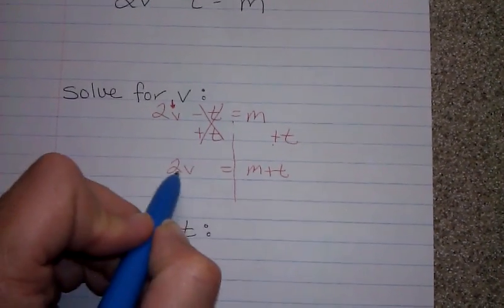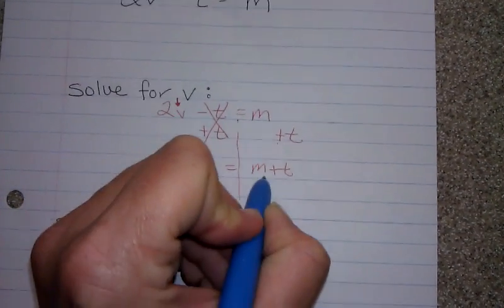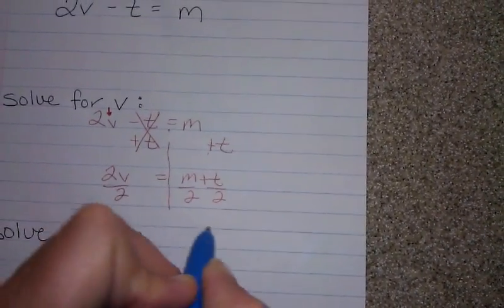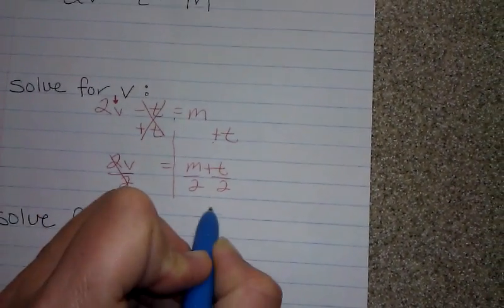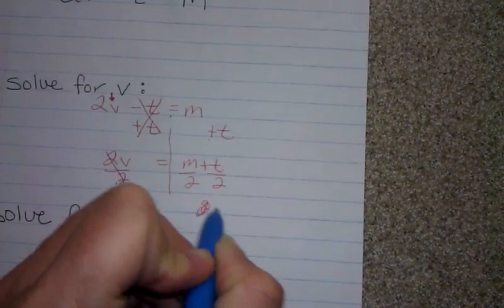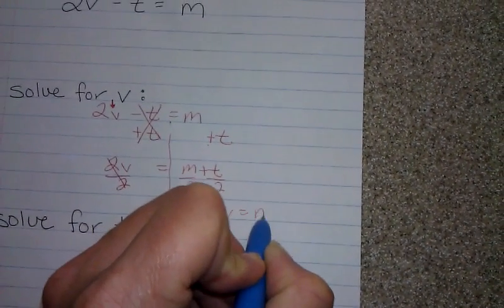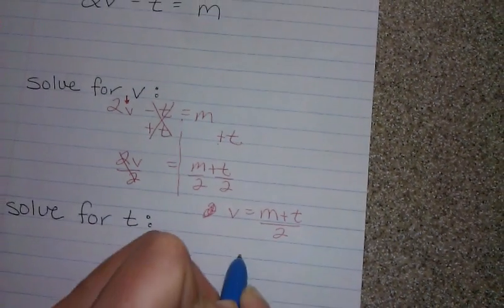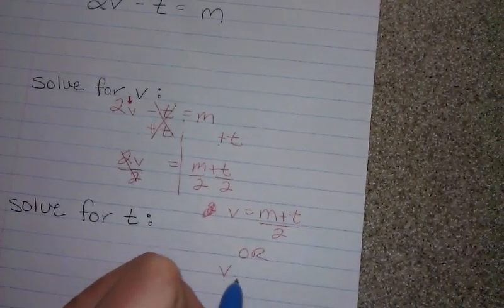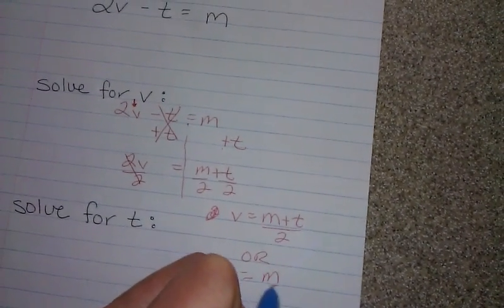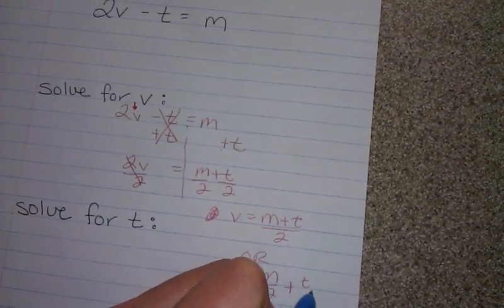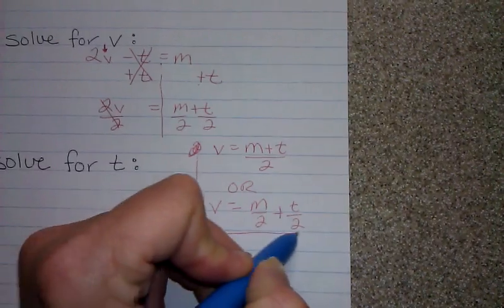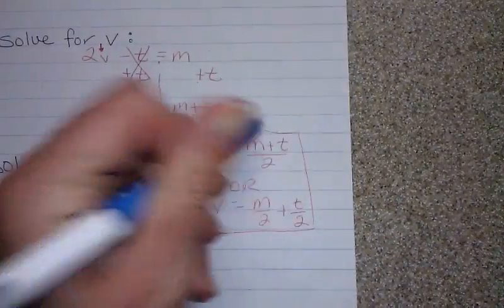Now, 2 times v, the opposite of times, is divide. So you'll divide everything by 2. Now you could write this a couple of ways. 2 divided by 2 is 1. So I have v equals m plus t divided by 2. Or maybe you kept it as v equals m divided by 2 plus t divided by 2. Either one of these ways right here are correct. They mean the same thing.